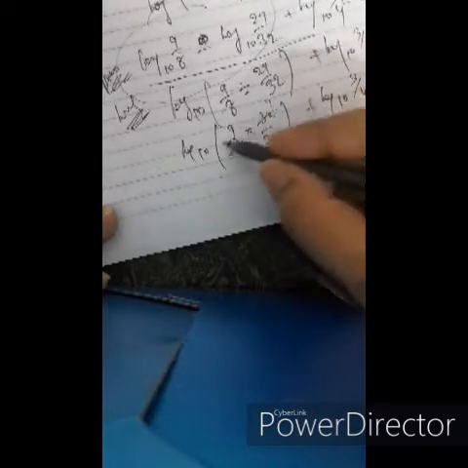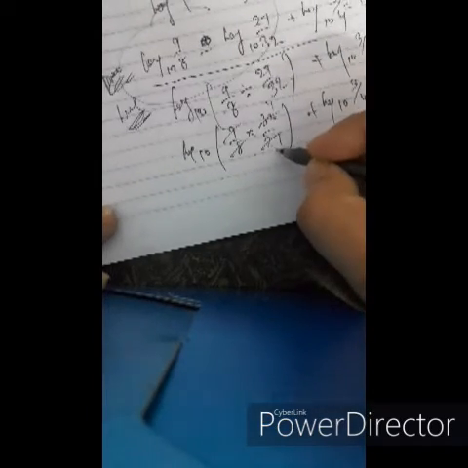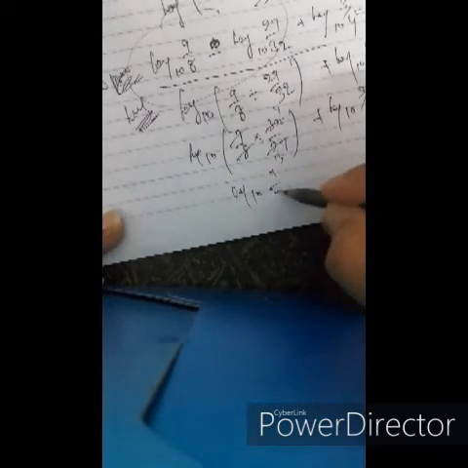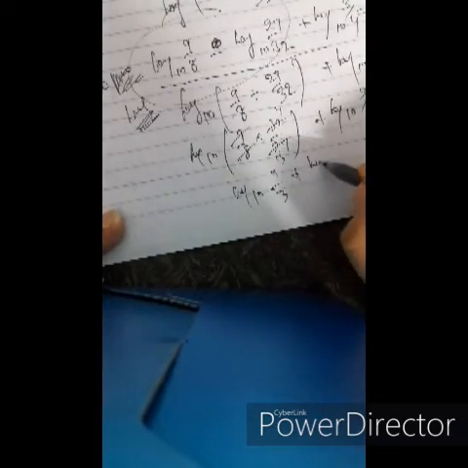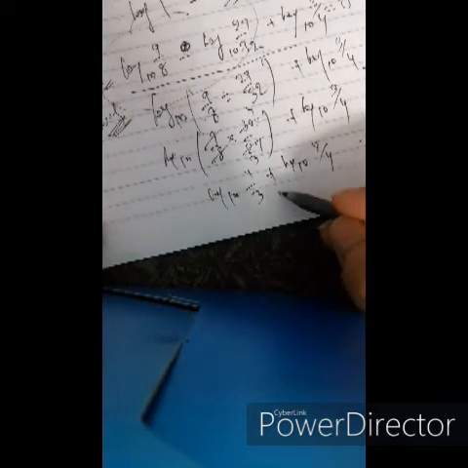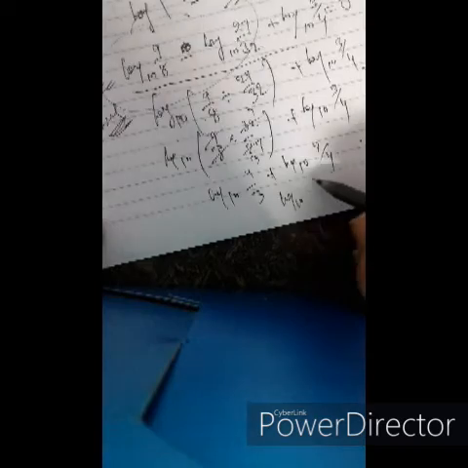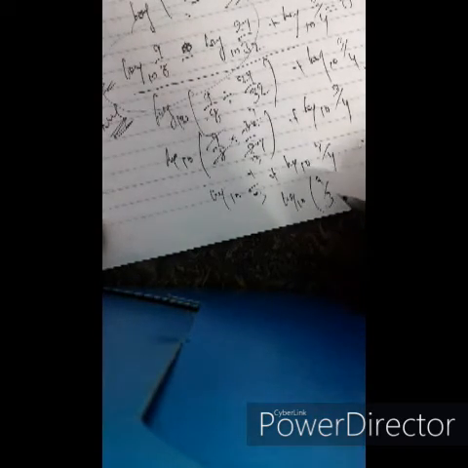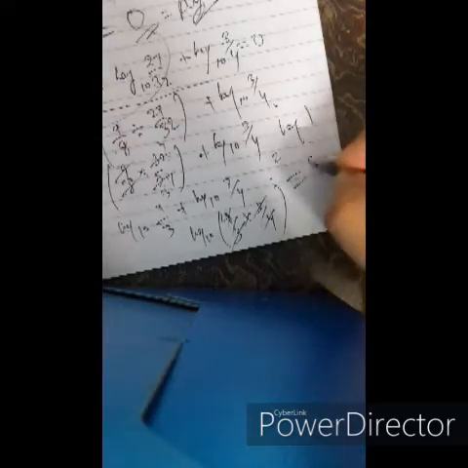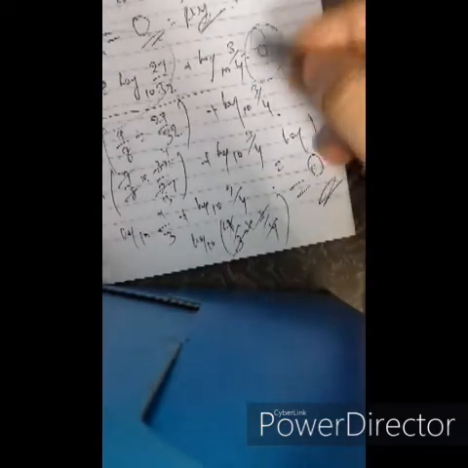So it becomes log of 10 4 by 3 plus log of 10 3 by 4. So what do we get here? Log of 10 4 by 3 plus log of 10 3 by 4 becomes equal to log of 10 4 by 3 into 3 by 4. It cancels out and we remain with log of 1, which equals 0. Hence RHS. It is proved.